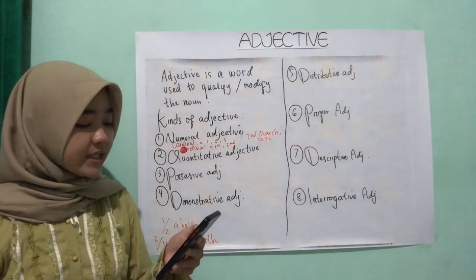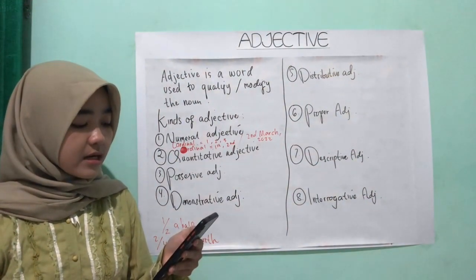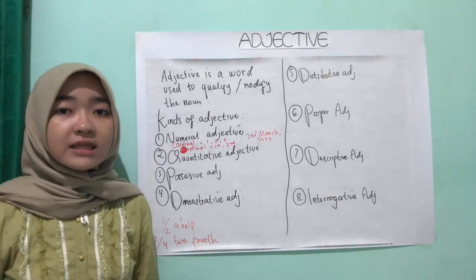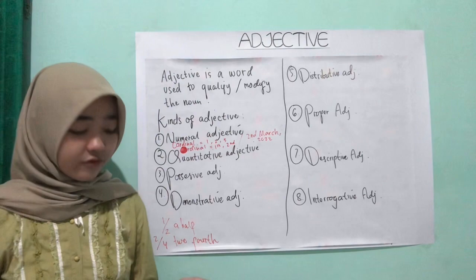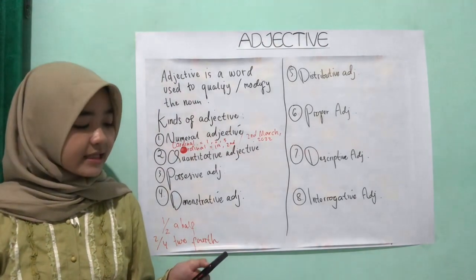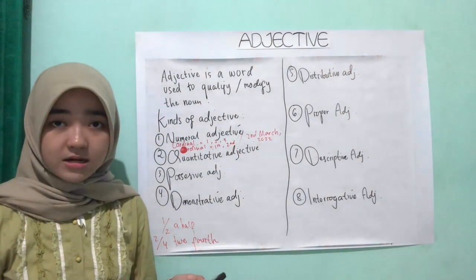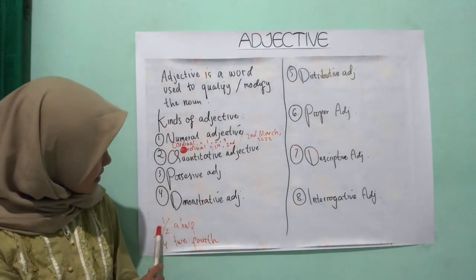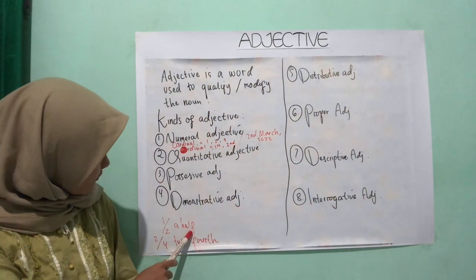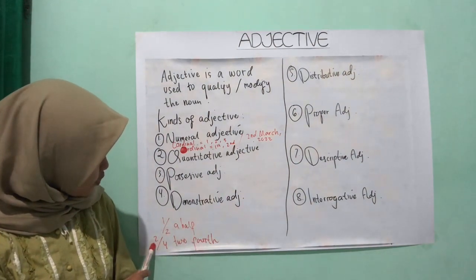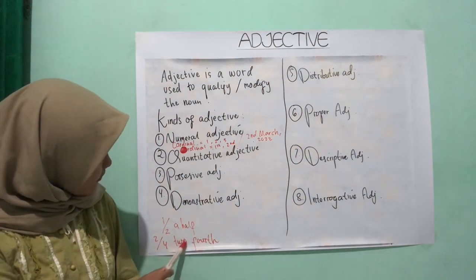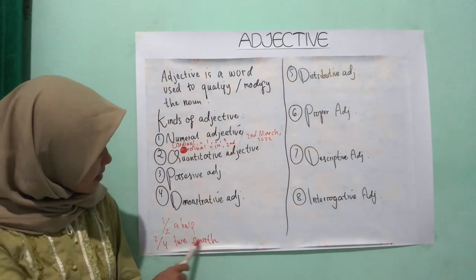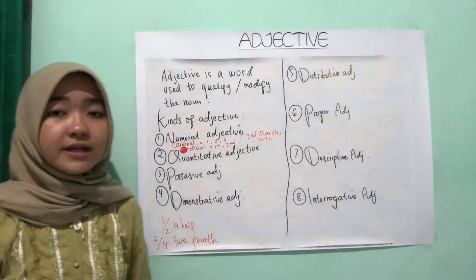Number 3, multiplicative number. It contains single, twofold, threefold, and so forth. And the last is fraction number. The example of fraction number is like this: a half, two-thirds. The first number is using cardinal number, and the next is using ordinal number.